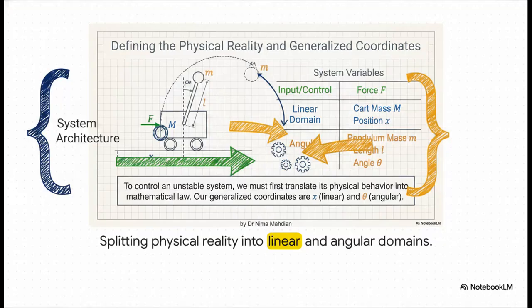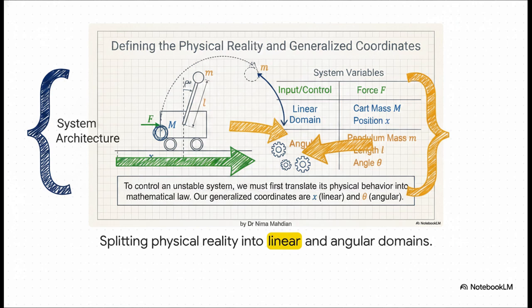Notice right off the bat how the physical reality of this system is totally split into two separate but intimately linked domains. First up, we've got the linear domain. This is the cart, it has a mass of capital M, and it operates purely back and forth along a simple one-dimensional track. Its position is just defined by the variable x. Easy enough. But then we have the angular domain. This is the pendulum itself, featuring a point mass of lowercase m sitting on the end of a massless rod of length L. It swings in an arc, and that's defined entirely by the angle theta.